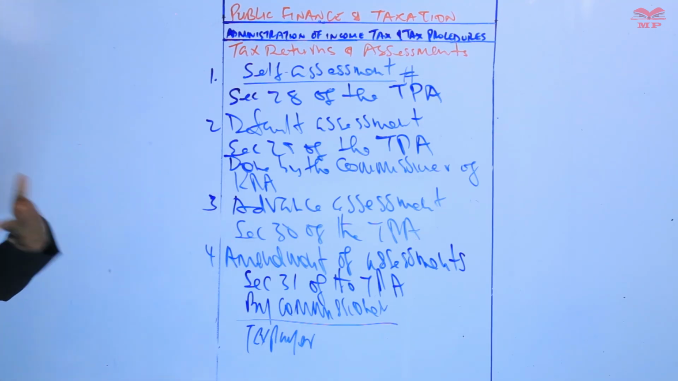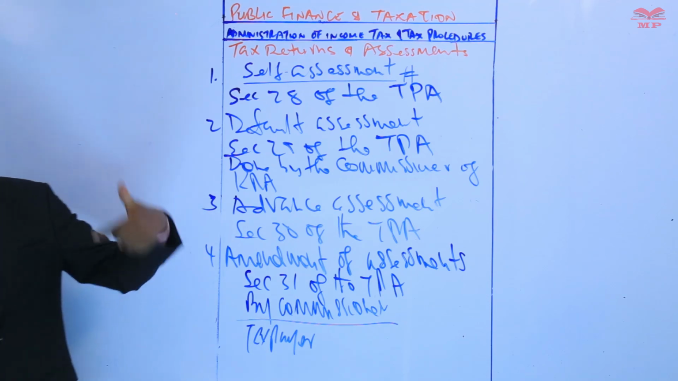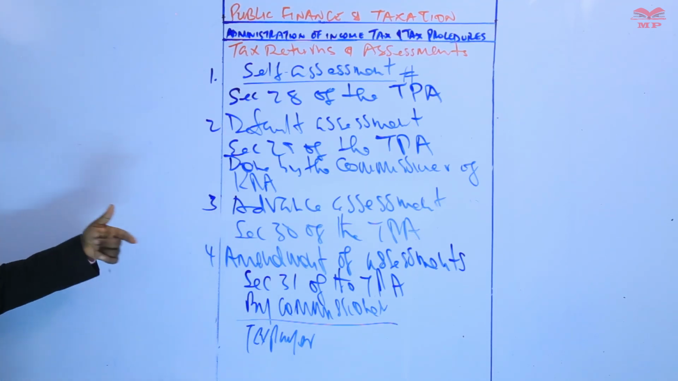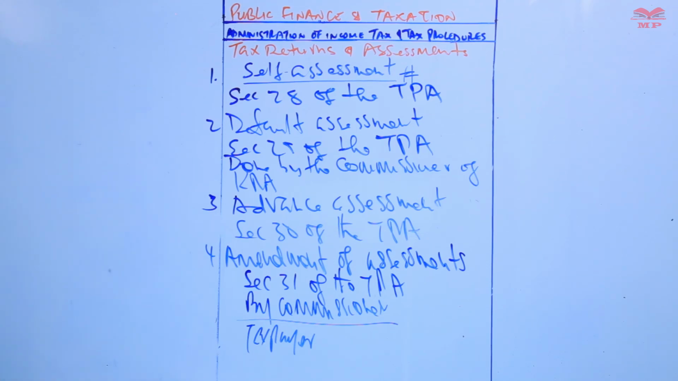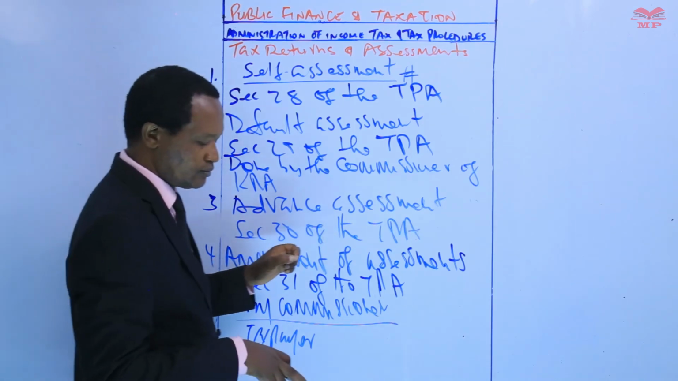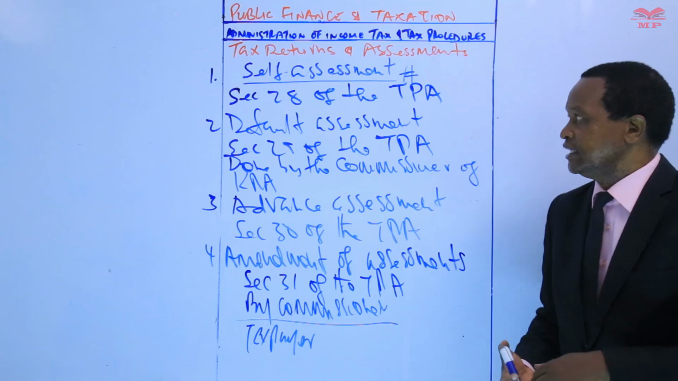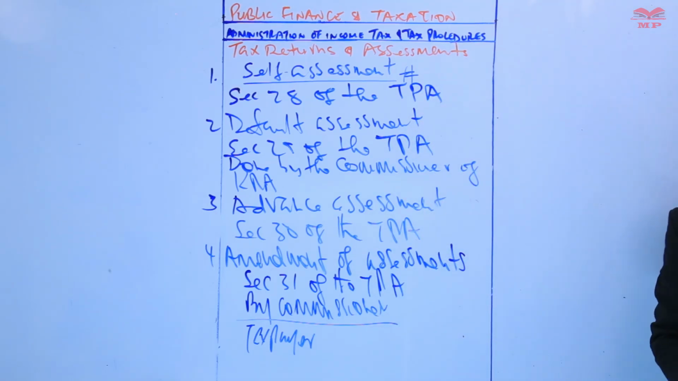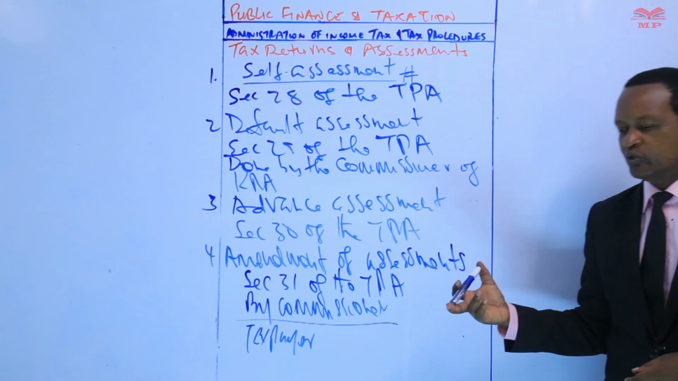While self-assessment is the standard approach, the Kenya Revenue Authority has powers under the Tax Procedures Act to issue alternative assessments, like the default assessment and the advance assessment. That happens in specific situations, and also to amend any assessment to ensure the correct amount of tax is assessed and collected. Taxpayers have the right to object to assessments they disagree with, as long as they follow the procedures outlined in the Tax Procedures Act, which may lead to a review by the Commissioner or further appeal to the Tax Appeals Tribunal and even to the courts.